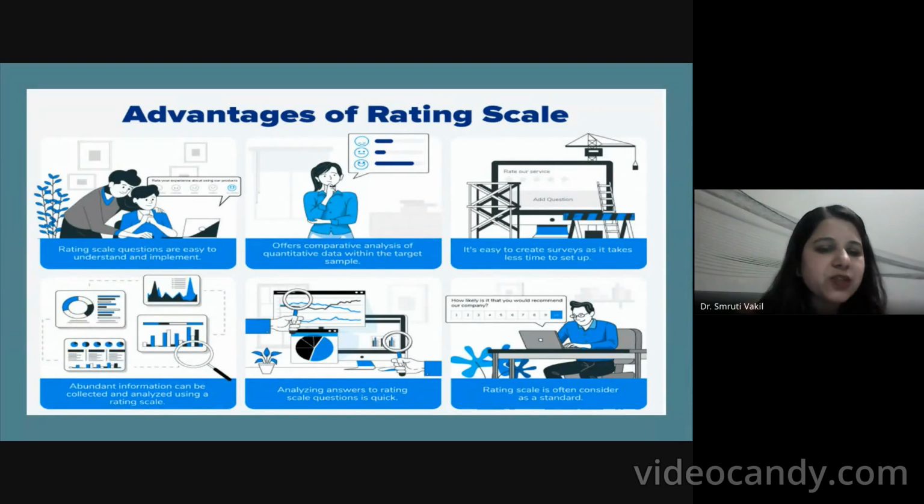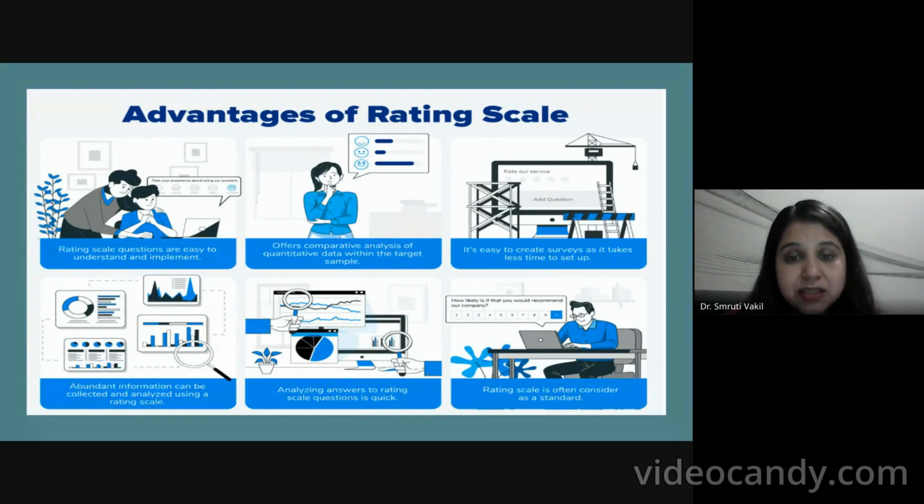Try to add as many Likert scales as you can for each of your objectives. I tell my students to, for each of your objectives, add a Likert scale or any other rating scale. It will help you to do a lot of analysis. It will help you to do ANOVA, regression, and factor analysis, and many more things. So rating scales are important. Abundant information collected can be analyzed very nicely while using rating scales. Analyzing answers to rating scale questions is very quick.